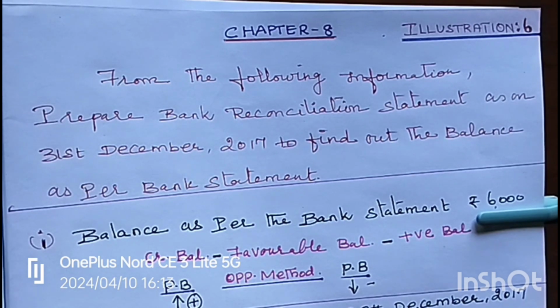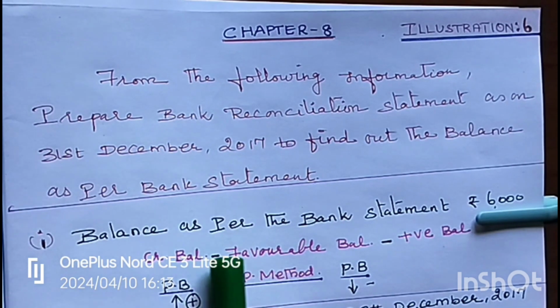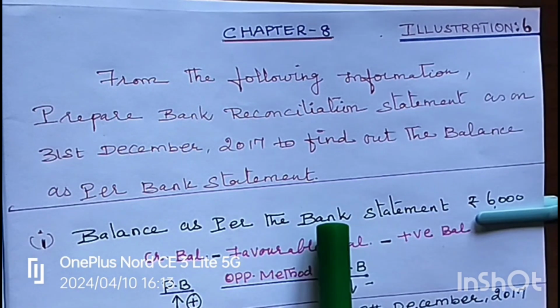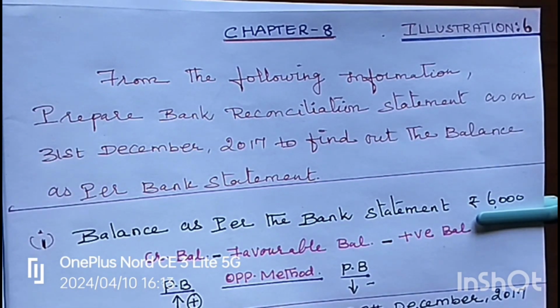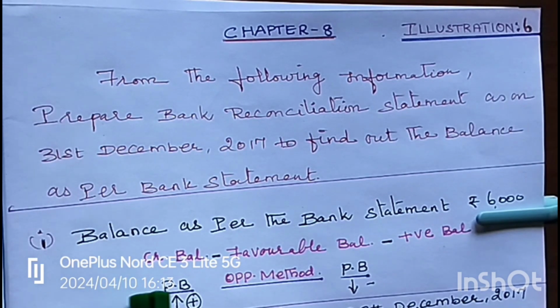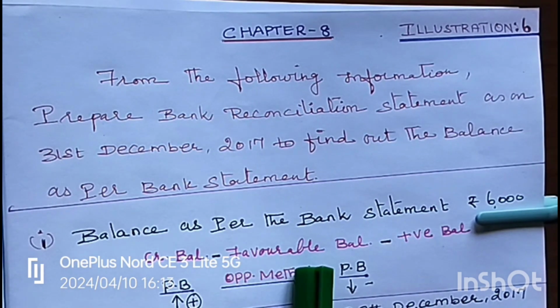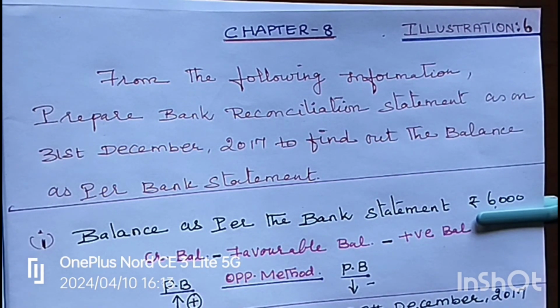So we have been given here balance as per the bank statement, which means balance as per the passbook. You can understand this question, it is based on the passbook. Balance as per the bank statement means business maintains the credit balance. Listen, what business maintains? Business maintains the credit balance. It is the favorable balance. It is the positive balance.